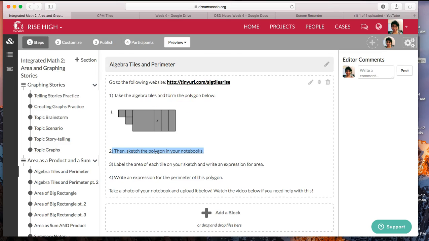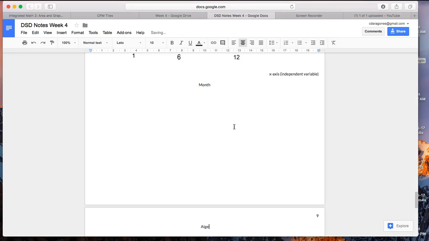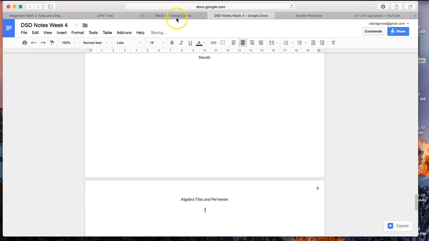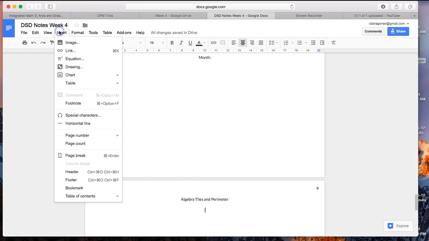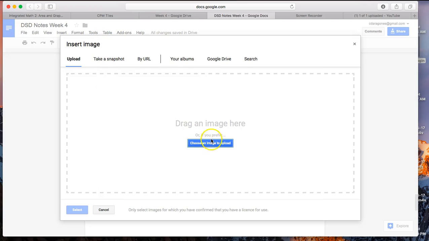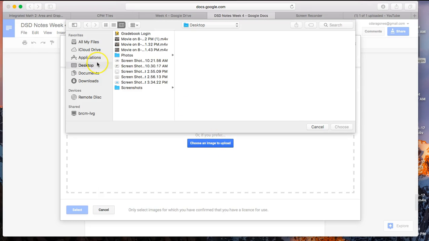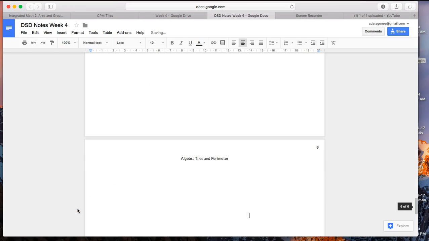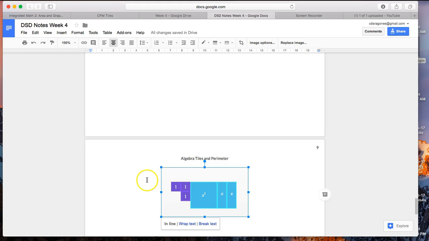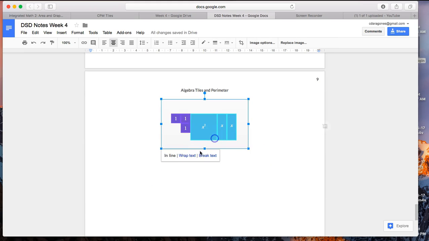it's called Algebra Tiles and Perimeter. And I'm going to go ahead and sketch this graph into my notebook. So go ahead, pause the video, and sketch this polygon into your notebook. So when you're finished, go ahead and keep going.